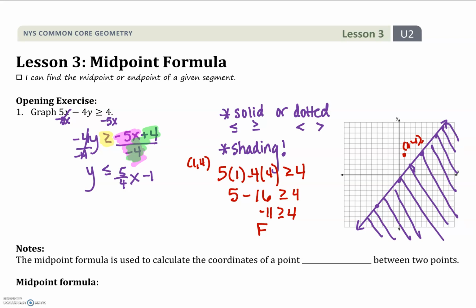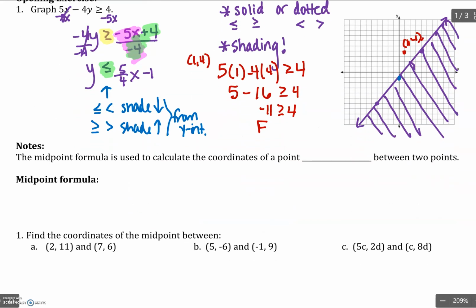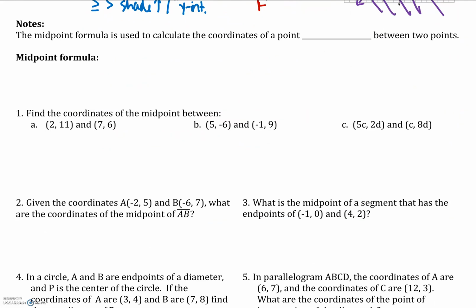Okay. Another shortcut to graphing the shading is to look at the symbol once you've got it in y equals format. If it says less than and equal to or just less than, we shade down. And if it's greater than or equal to or just greater than, then we shade up based on where the y-intercept is. So our y-intercept was here. That's why we shaded down, because it said less than. Okay, so now that we've reviewed that for our future lessons, let's go into the midpoint.